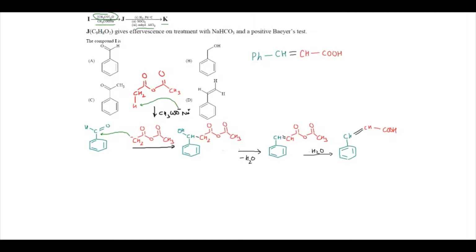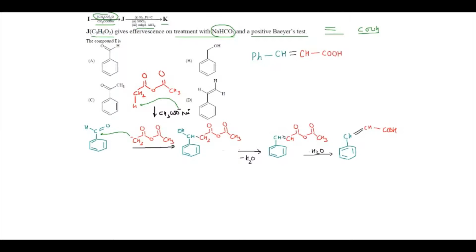So, some information about J is given here. The molecular formula is C9H8O2 and it gives an effervescence on treatment with sodium bicarbonate and a positive Baeyer's test. When a compound gives a positive Baeyer test, that means it has a double bond, and the effervescence in presence of sodium bicarbonate is the effervescence of carbon dioxide, and that means the compound has a carboxylic acid group. So, these two properties of J are already given in the question.